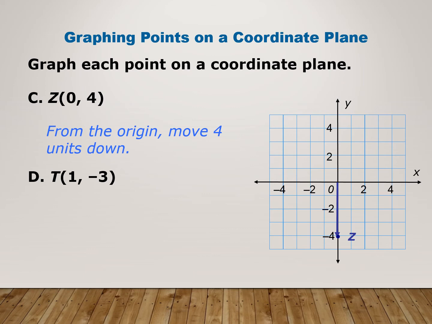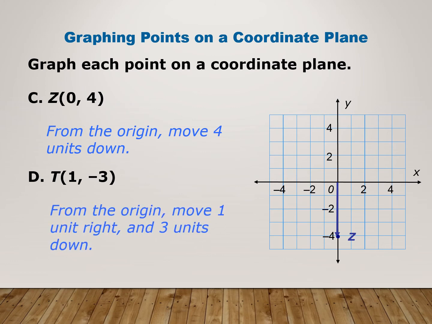Next, let's have the point T. Then, yung ating ordered pairs ay +1 and -3. Ibig sabihin, nasa quadrant 4 siya. Then, from the origin, move 1 unit right and 3 units down. So, nandito yung ating point T.